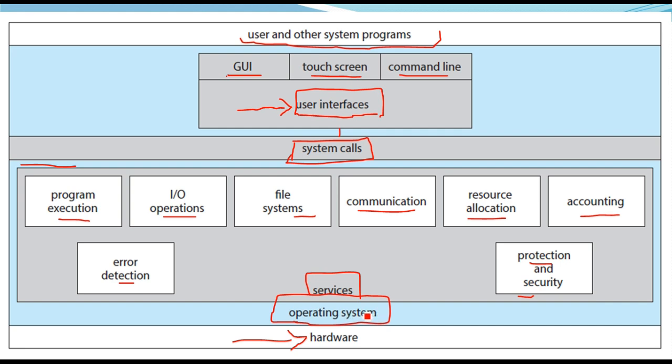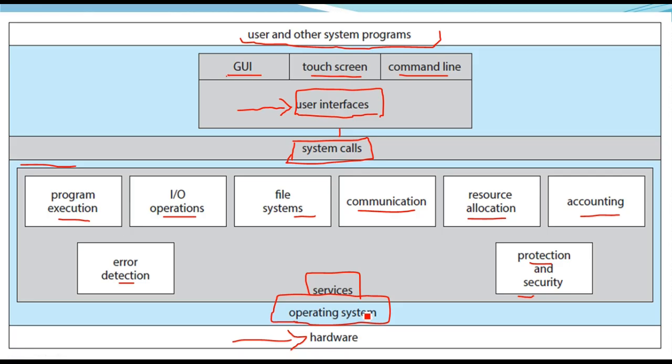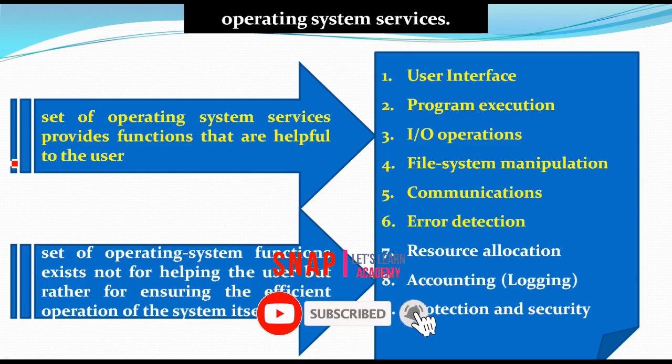Now in this lecture we are talking about the operating system services: program execution, IO operation, file system, communication, resource allocation, accounting, error detection, protection, and security. These are the 8 services we are going to discuss in this lecture. Before that, as you can see here, 9 was mentioned because 8 were in this box, and there is a user interface. That user interface is also included here, so that you will be getting 9 services from the operating system.